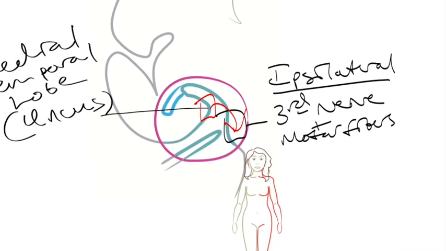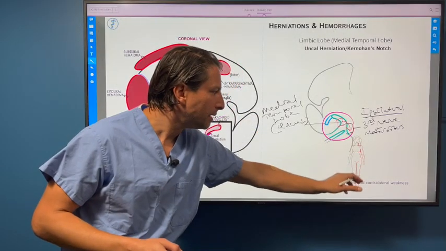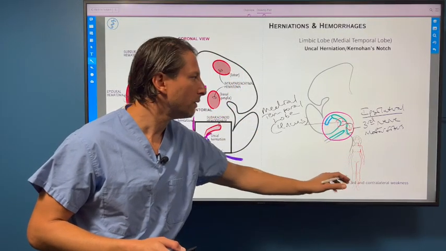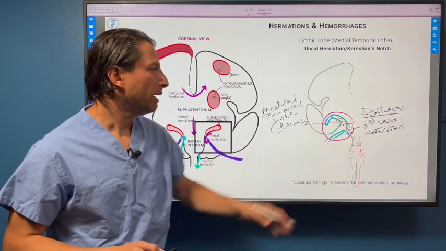In addition, there are motor fibers that can be compressed. When they're compressed, the opposite side of the body is weak. So this is a typical classic uncal herniation.